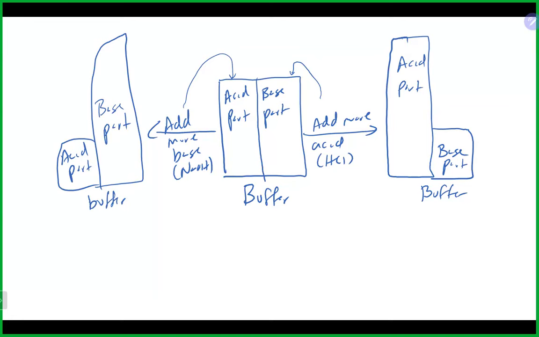That's also why there is what's known as buffer capacity. There's a limit to how good a buffer could be. If I grab like the acid, right, and I just keep adding acid, what's going to keep happening? Every time I add acid, I'm going to chew up some of the base part, right? And if I keep adding, at some point, there will be no more base part to handle the acid.